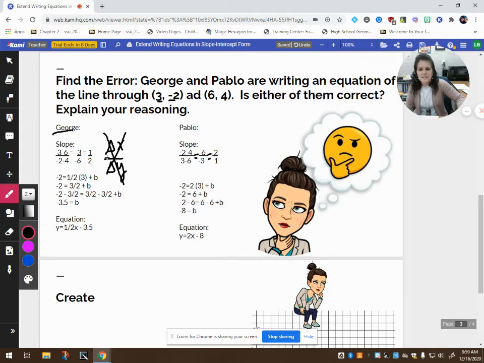2 times 3 is 6. Looks like he then subtracted 6 from both sides and got negative 8. So looks to me like Mr. Pablo did A-OK. And you can always check and see.